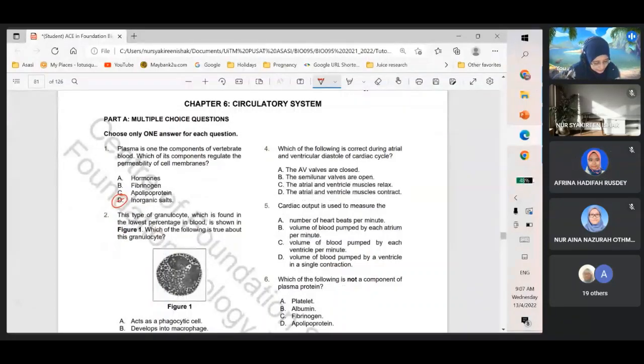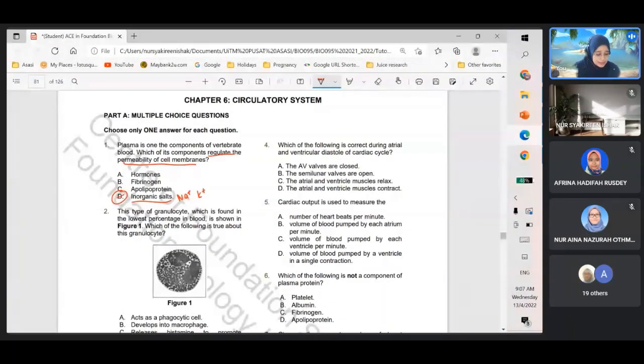Okay, regulates permeability of cell membrane is inorganic salt. Okay. Contoh inorganic salt, apa dia? They are basically ions, Na plus, K plus, macam kita tengok in the transmission of impulse through the membranes of axon, dia keluar masuk. So regulate the permeability of cell membrane.